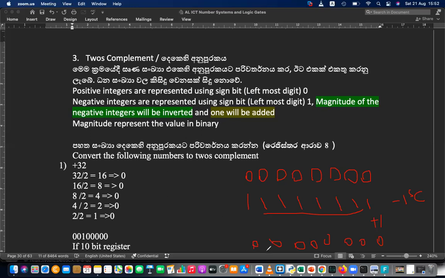And you are not adding the overflow bit again. That means positive 0 will remain positive 0. So there's no negative 0. In 2's complement, there's no negative 0. Right? That is the advantage. And in addition to that, you don't want to add the overflow bit again. That is also an advantage of 2's complement.